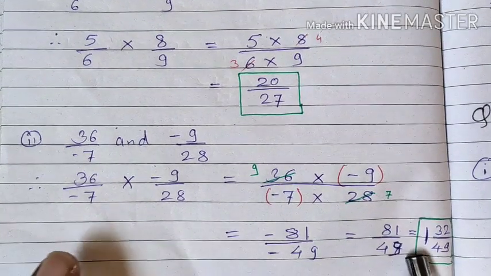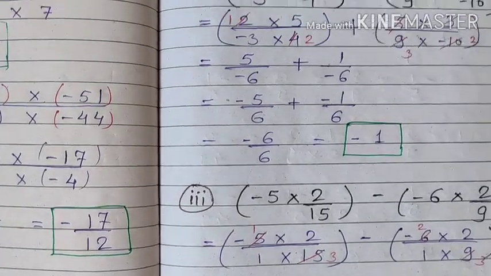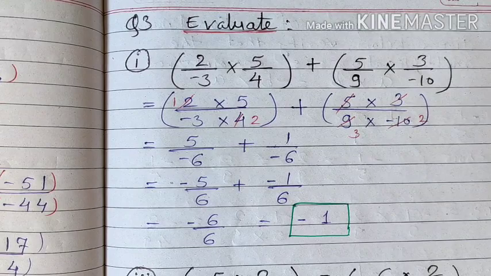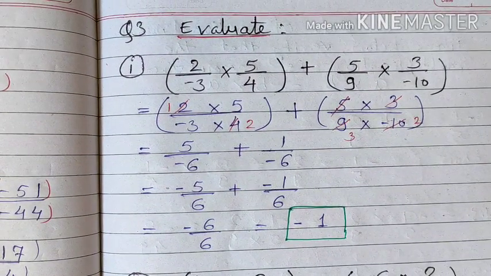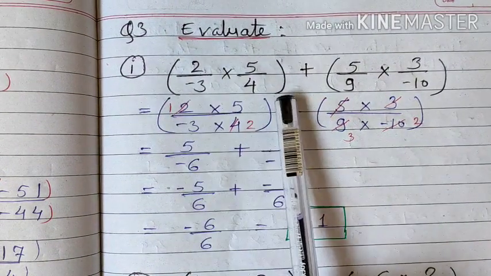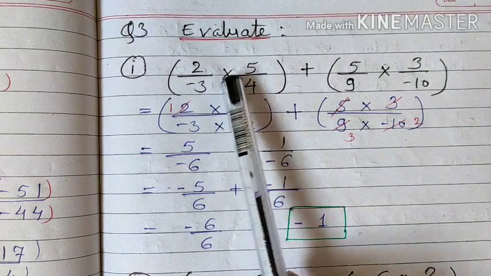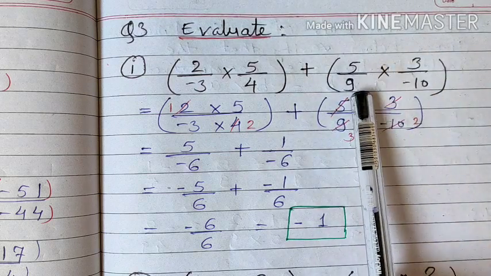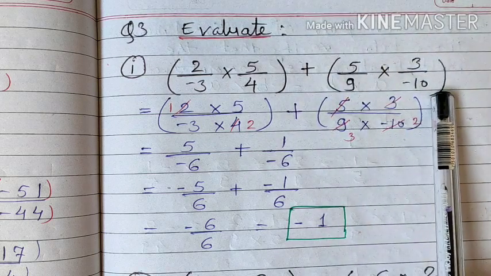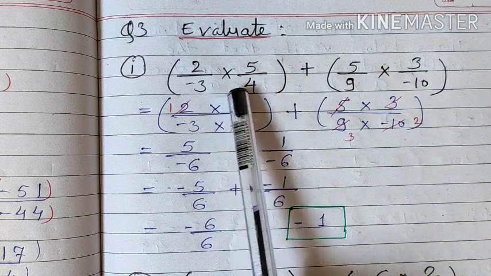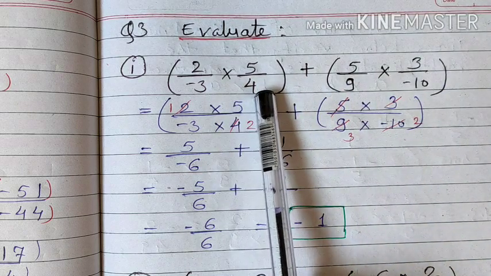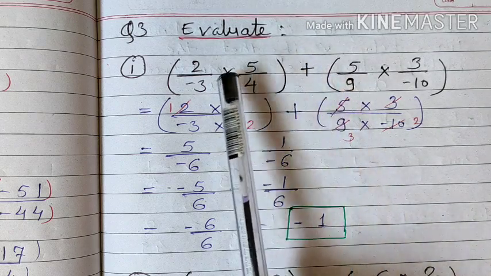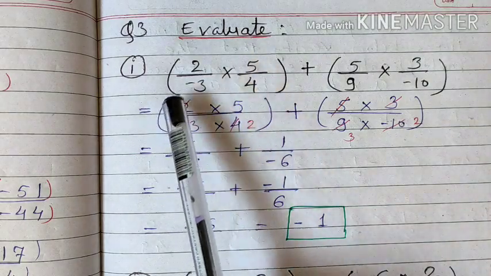understood till here? The next thing is question number 3. Evaluate. We want to evaluate this. Okay, in the first bracket there is 2 upon minus 3 multiplied by 5 upon 4 plus, in the second bracket, 5 upon 9 multiplied by 3 upon minus 10. So always we are going to solve the bracket first, and then only we can proceed further for addition or subtraction, whatever is there. Okay, so let us do simplification.